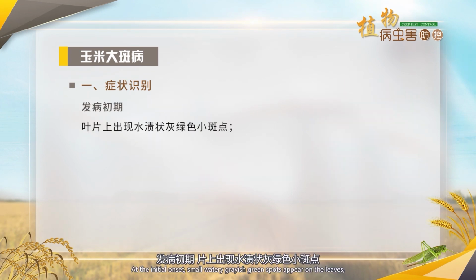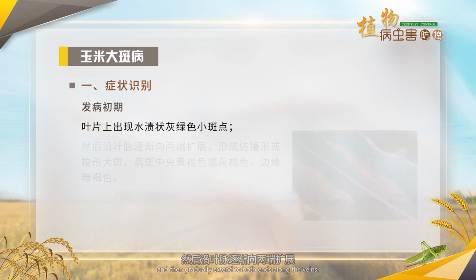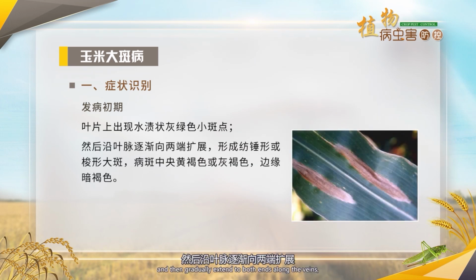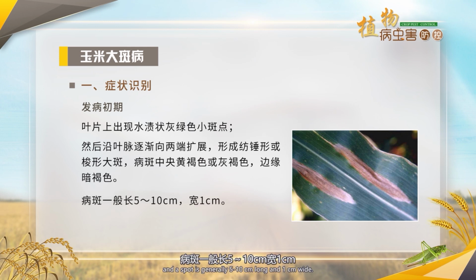At the initial onset, small watery grayish-green spots appear on the leaves, and then gradually extend to both ends along the veins, forming spindly or fusiform large spots. The center of a spot is yellowish-brown or grayish-brown, and the edge is dark brown, and the spot is generally 5 to 10 centimeters long and 1 centimeter wide.